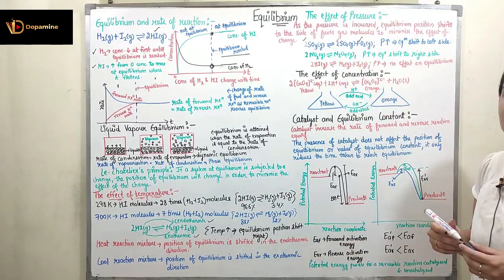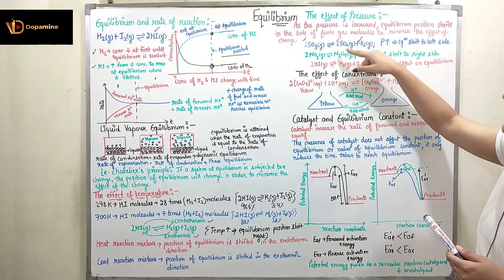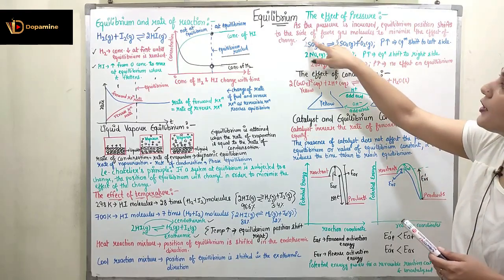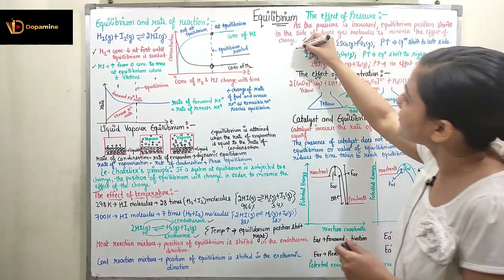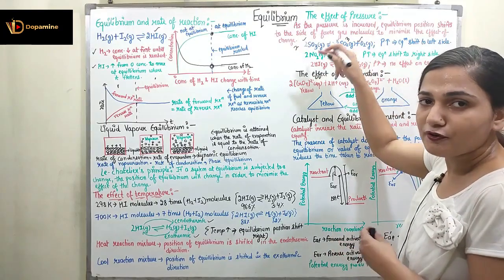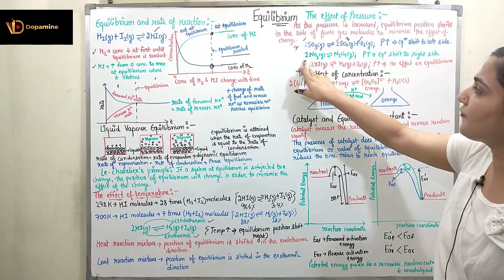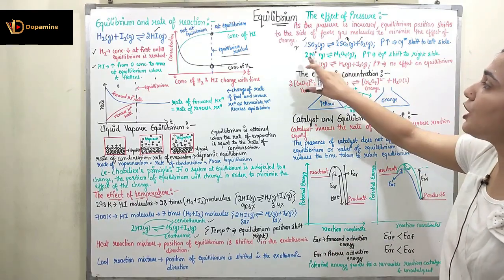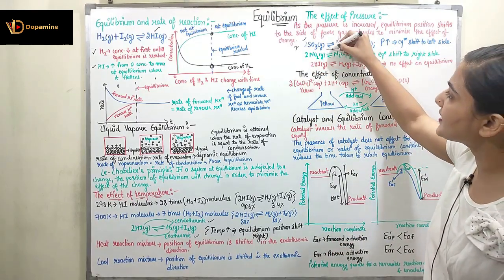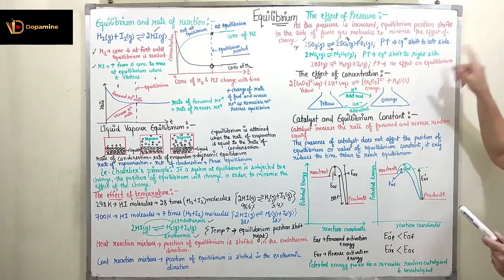So now here, if I increase the pressure, where do we have to move? We have to move to the left side, to the fewer number of gas molecules. Here the gas molecules were 2, here it is 3. So I have to move towards the fewer molecules, that is this left side. Here if you see, here I have 2 molecules, here I have 1 molecule. So I have to move to the right side if I increase the pressure. So as the pressure increases, equilibrium shifts to the right side.